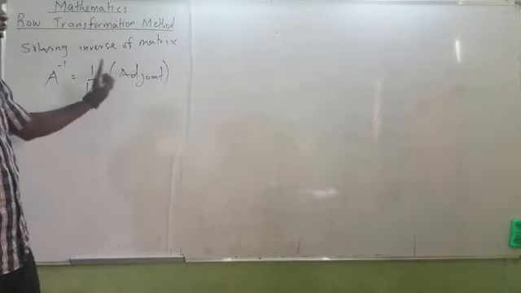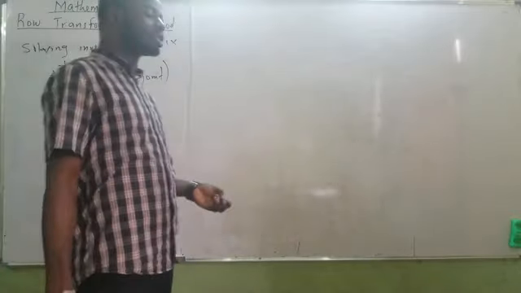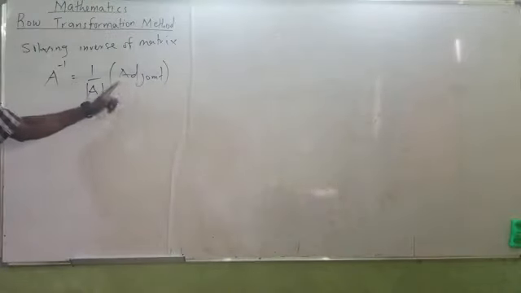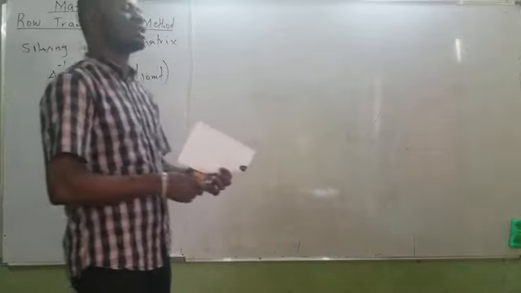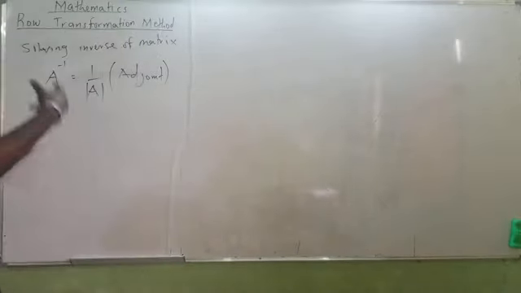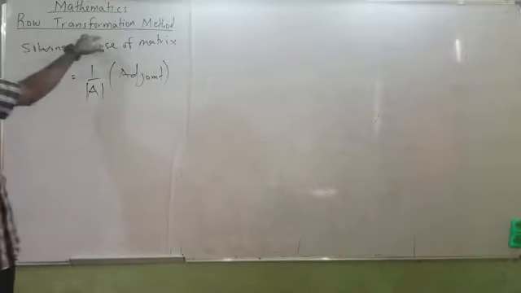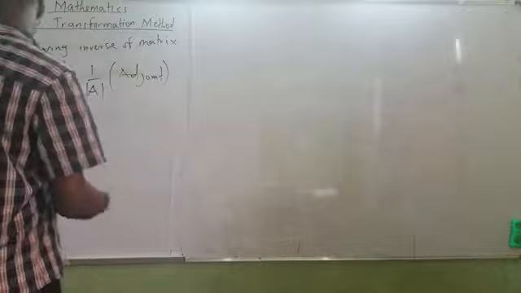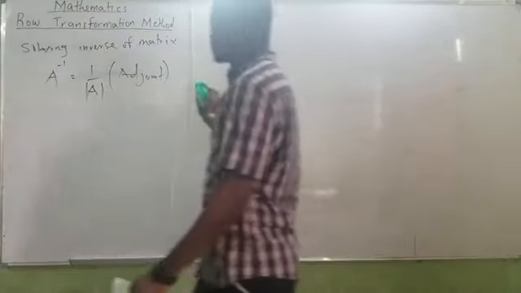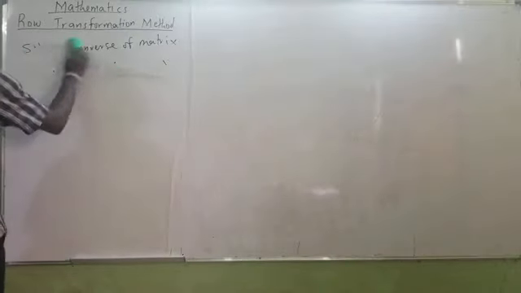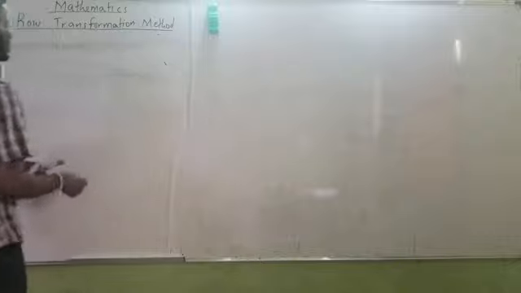You have to do your row reduction. After your row reduction, you transpose, and after the transpose it becomes the adjoint. I think we have done that. We have videos on inverse of matrices already. But this time around, I want to introduce a particular method which is called the row transformation method. Now I have a problem here which will help us to explain the method.